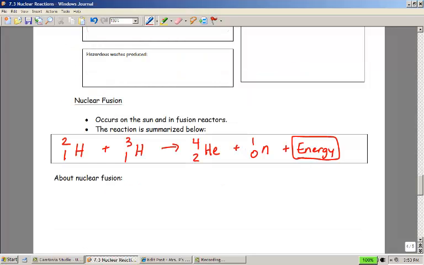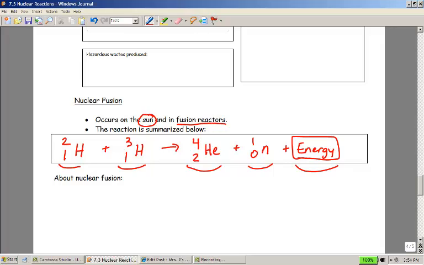So nuclear fusion is kind of the opposite of nuclear fission, in that we're taking nuclei and fusing them together and energy is given off. It occurs naturally on the sun and also in fusion reactors. The reaction is summarized right here, where we have two hydrogen nuclei of different isotopes being fused to produce a helium nucleus, and we have one leftover neutron, and with that we have energy also being produced. So we fuse two hydrogen nuclei to produce a helium nucleus, a neutron, and quite a bit of energy.